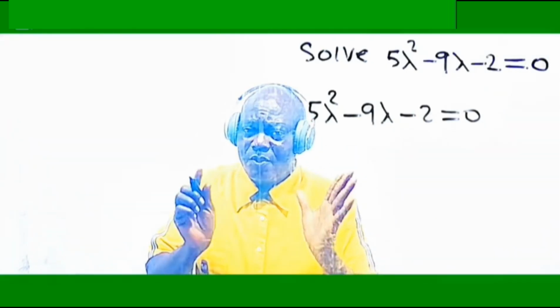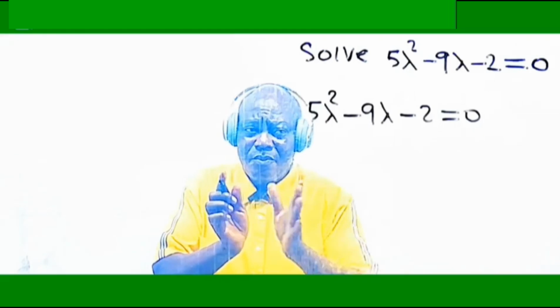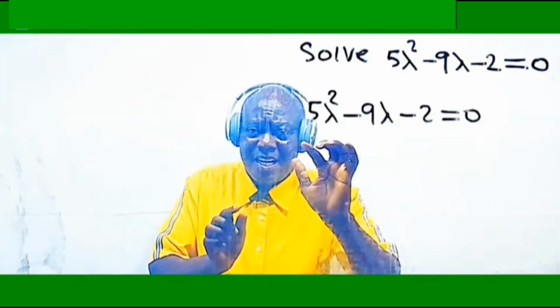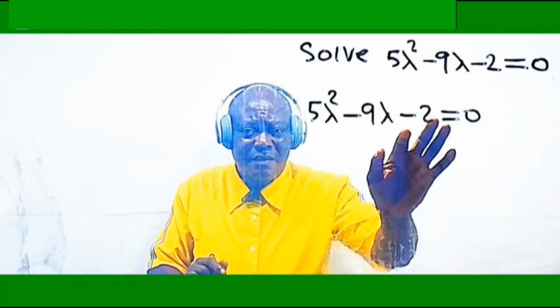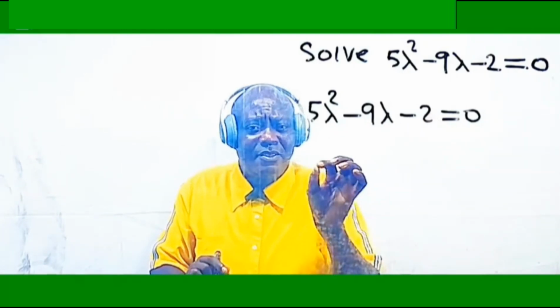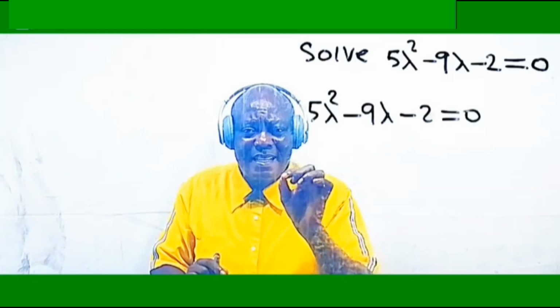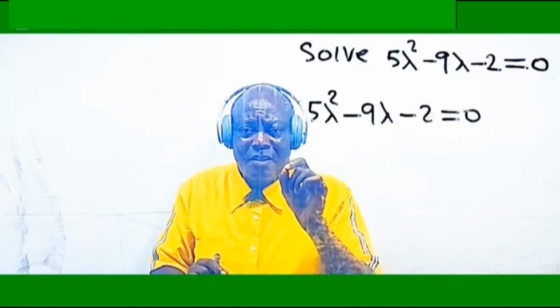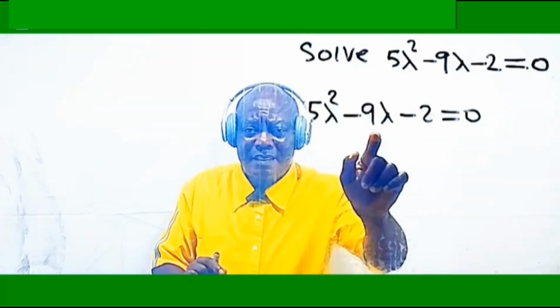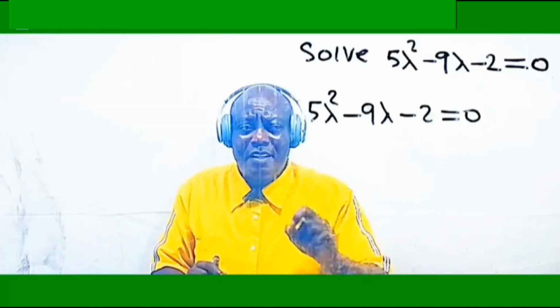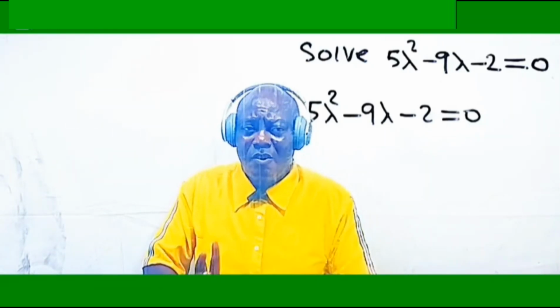think of two numbers such that if you add them, it will give you the one at the center, and if you multiply them, it will give you the product. Of course, the factors here are −10 and +1, because −10 plus 1 is −9, and −10 times 1 is −10. So I'm going to use them here.